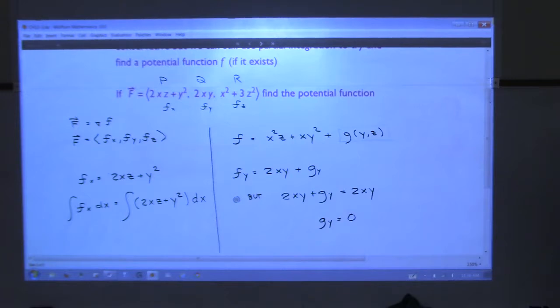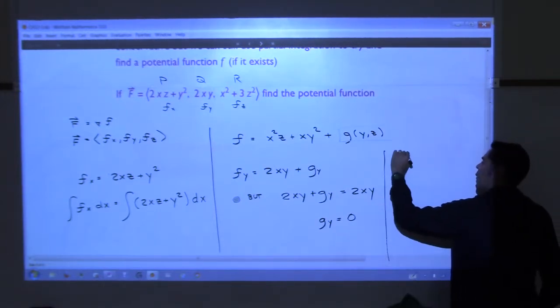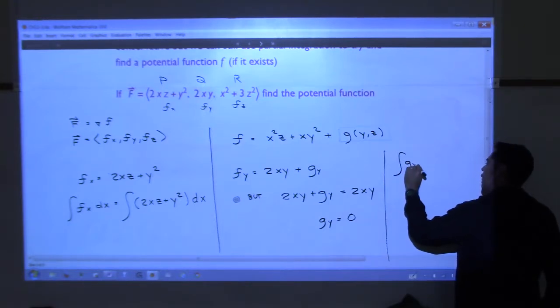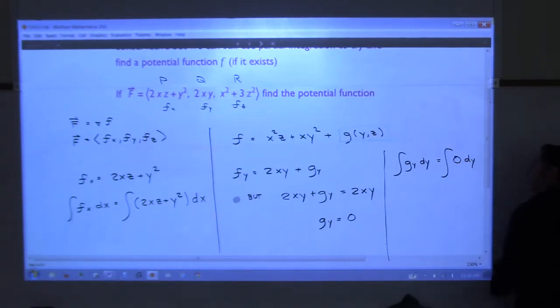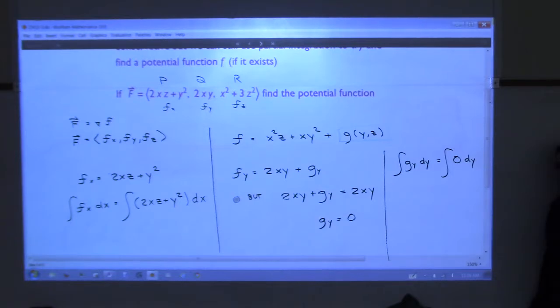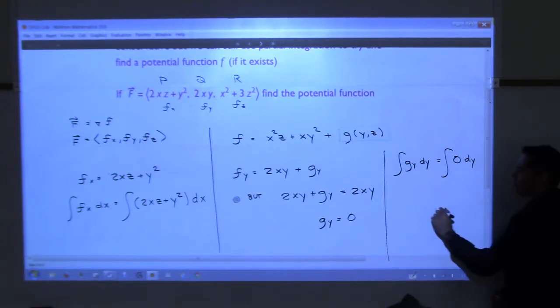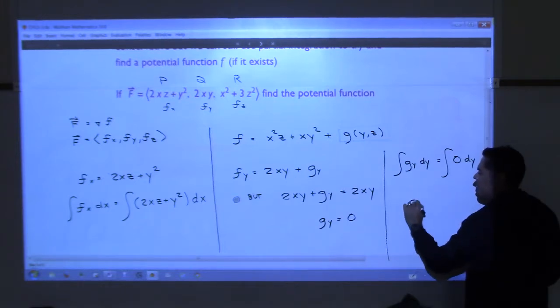Next step. Integrate this with respect to y, and that should give us back g again, shouldn't it? So when I take the derivative of g with respect to y and integrate that with respect to y, and I integrate 0 with respect to y, I get what? C? Yeah, so look, this is a critical point. Here, this is just g, isn't it?